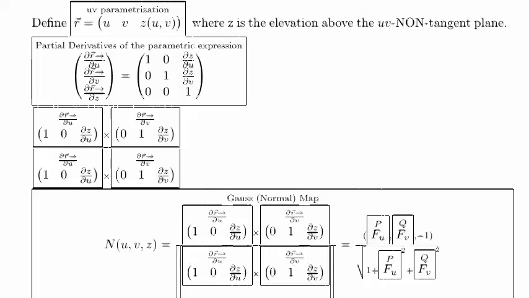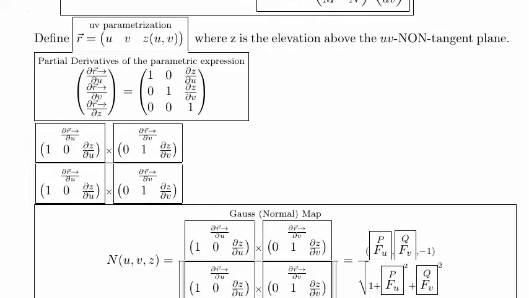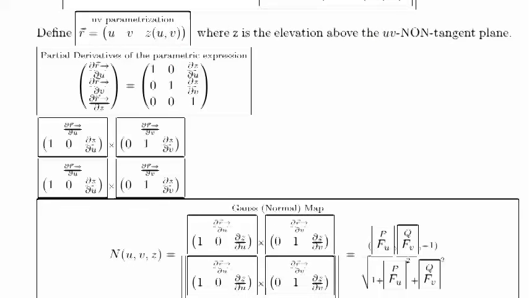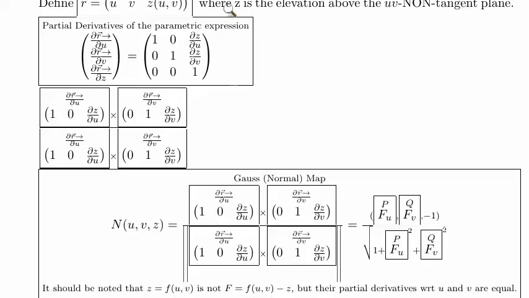I was working on some notations, kind of talking about a UV parametrization, defining a vector R being u comma v comma z of u comma v, where z is the elevation above the UV non-tangent plane, because UV variables were generally considered to be non-tangent. Noted that del R del U was 1, 0, del Z del U. Del R del V is 0, 1, del Z del V, and del R del Z is 0, 0, 1. And then thinking further about that, there were two ways of writing the Gauss normal map.